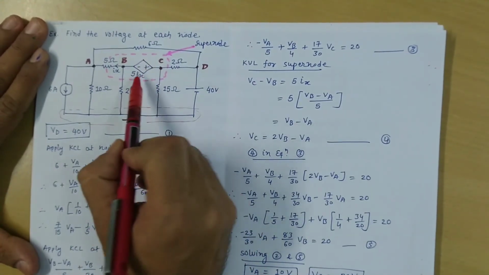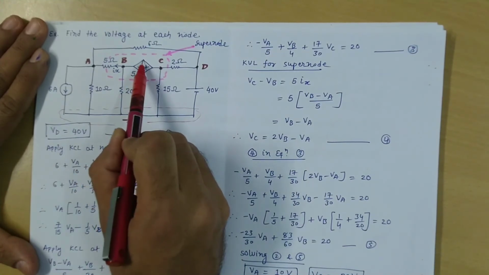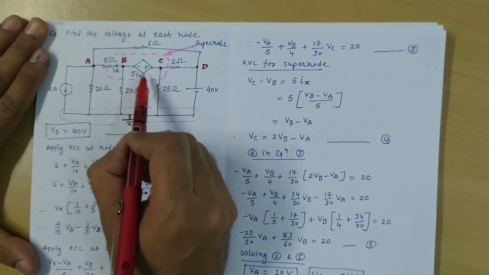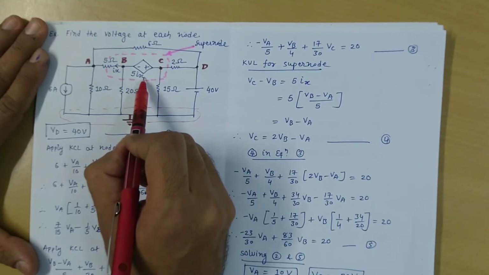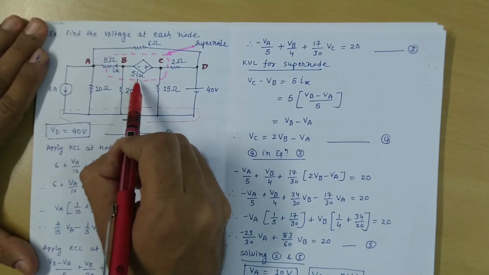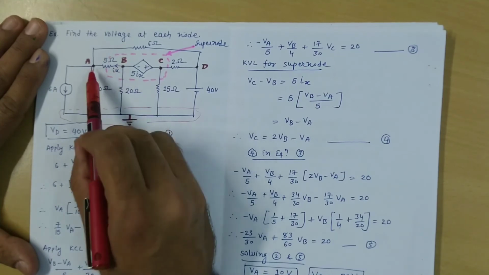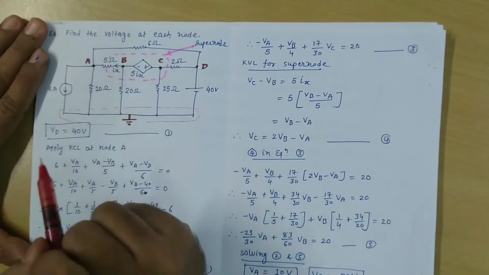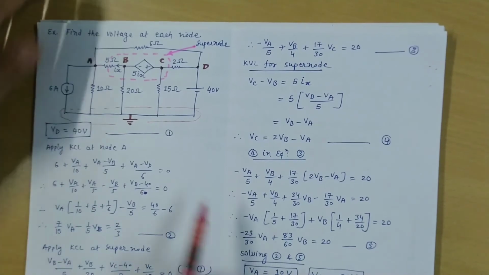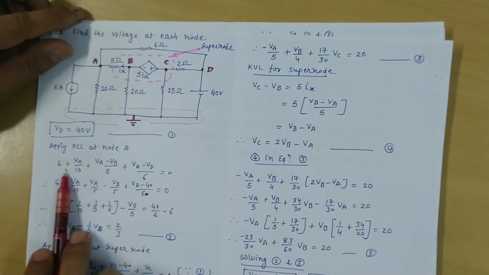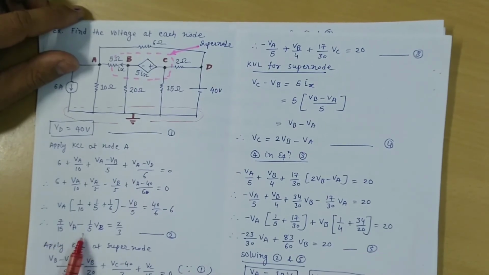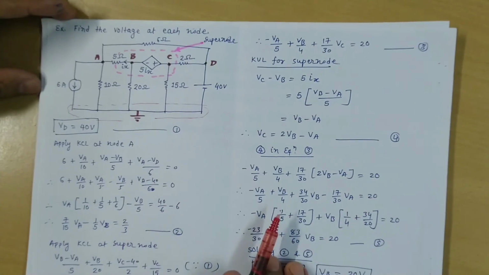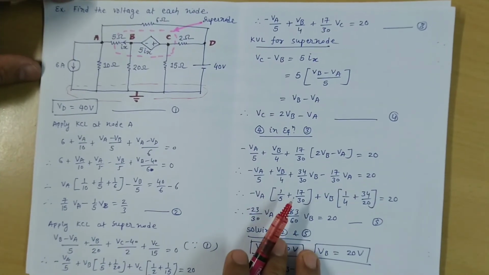You can see that this voltage source is a dependent voltage source. The value of the voltage source is 5 multiplied by Ix, and the value Ix is the current flowing in branch AB. So we got this equation. We simplify the equation in this form and we get 7 by 15 VA minus 1 by 5 VB is equal to 2 by 3. So this is our equation number 2.